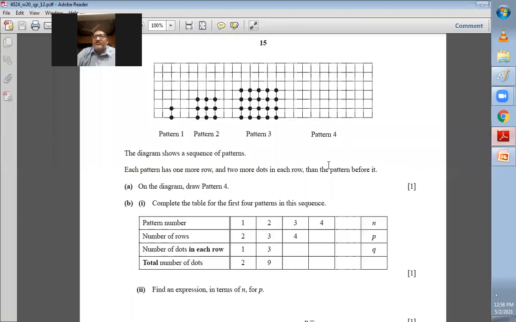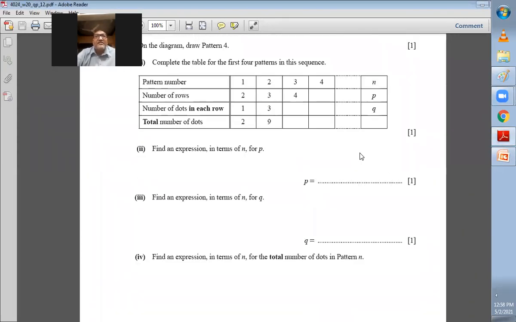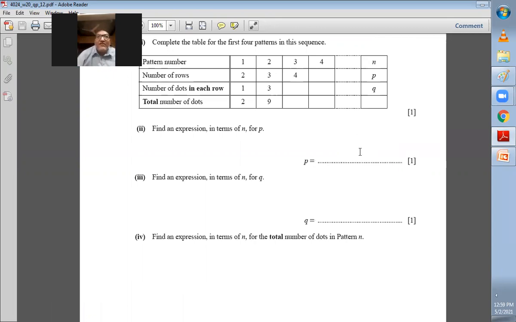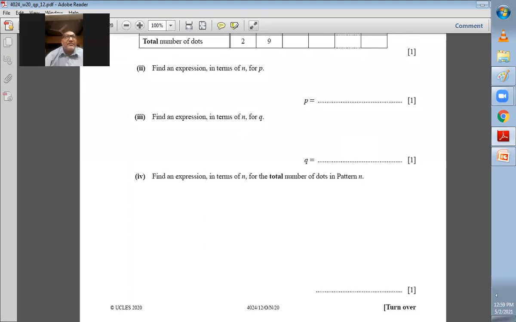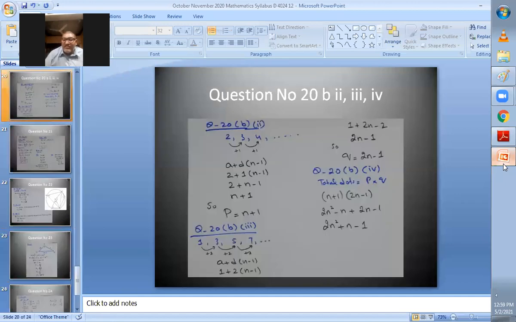Let me show you how the next part is done. The next part says, find an expression in terms of n for p, for q, and for the total number of dots in the pattern. It is one mark. So this is the question I will be working on. Let me show you how I have done this. It's a very simple question.